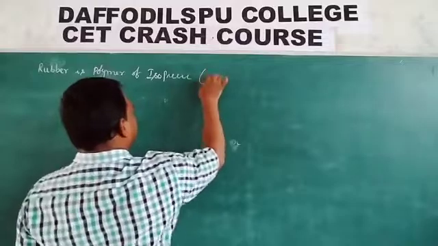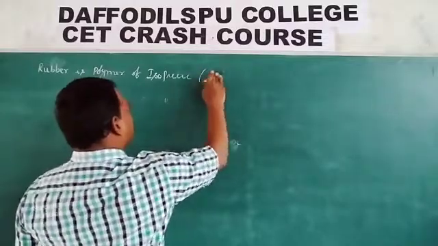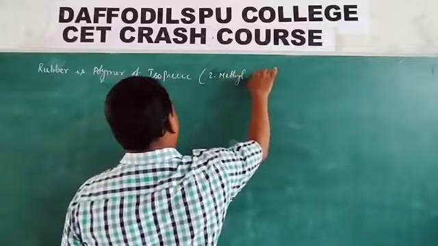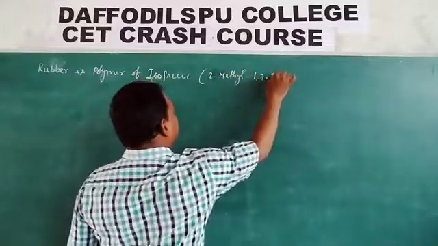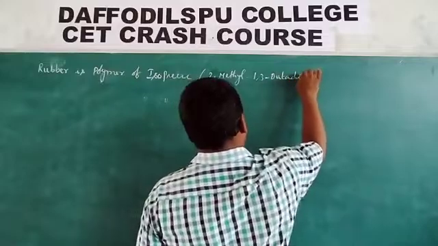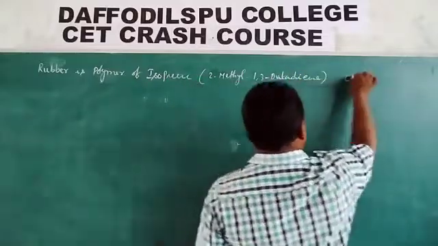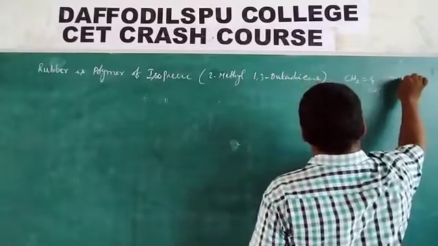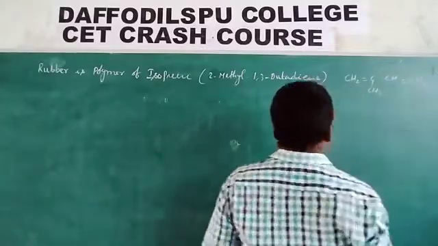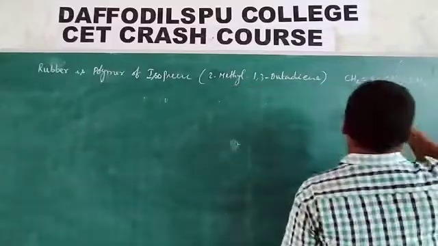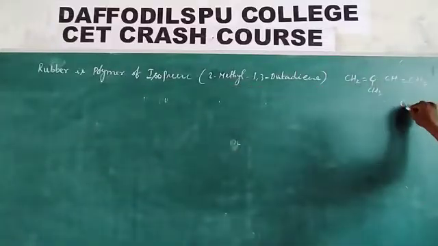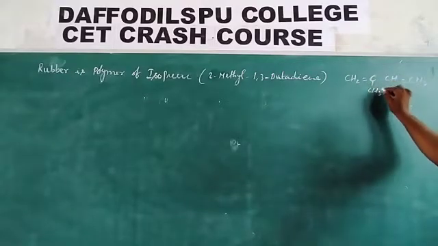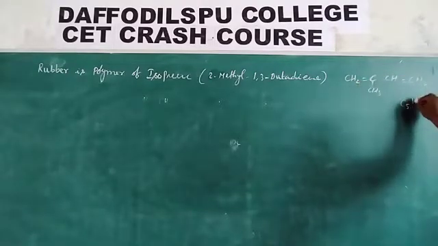This is isoprene. Isoprene means 2-methyl-1,3-butadiene. Find out how many carbons are there in this one. 5 carbons: 1, 2, 3, 4, 5. How many hydrogens? 5, 6, 7, 8.